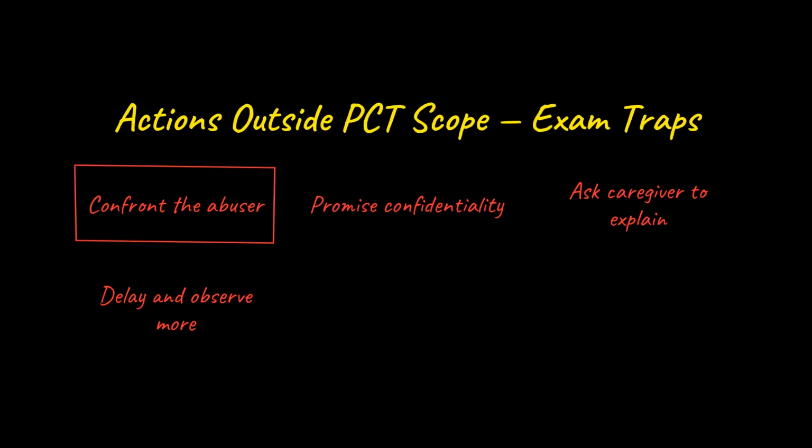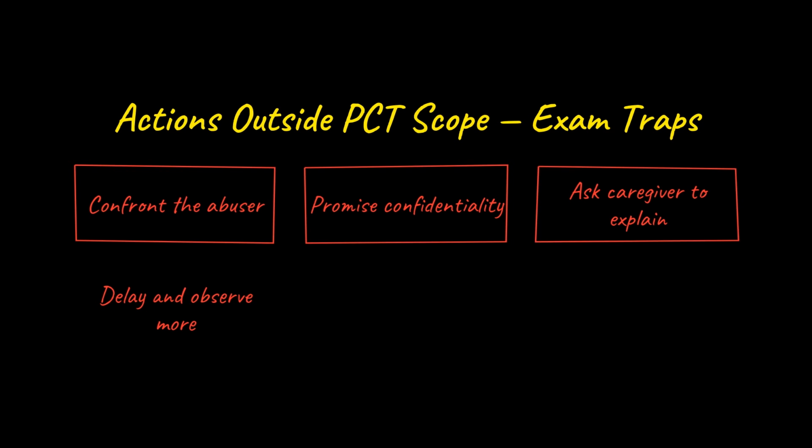4 actions that seem helpful but are always wrong. Confronting the abuser escalates danger and may cause the patient to be removed before protective services intervene. Promising confidentiality is impossible under mandated reporter law. Asking the caregiver to explain alerts them before the investigation begins. And delaying reporting to gather more evidence puts the patient at continued risk.